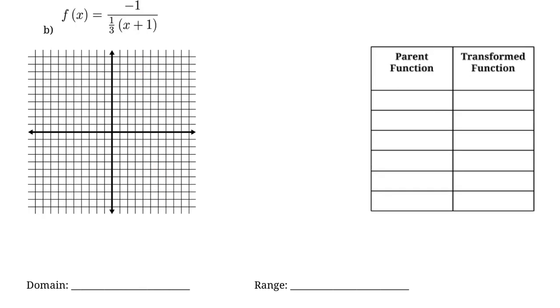So try this example on your own. Make sure you find all your transformed points and graph your function. And then I want you to input that function into Desmos to make sure you did it correctly. We will be continuing this lesson and working on our transformations of all our parent functions in class.